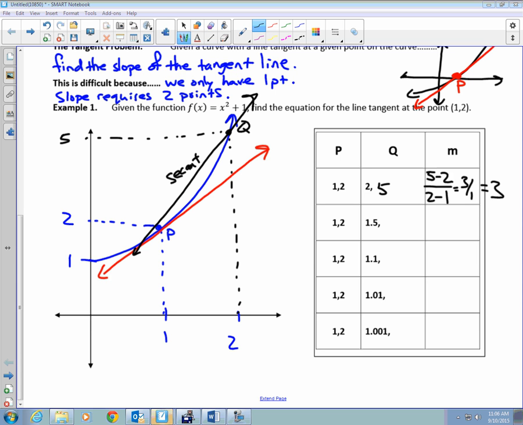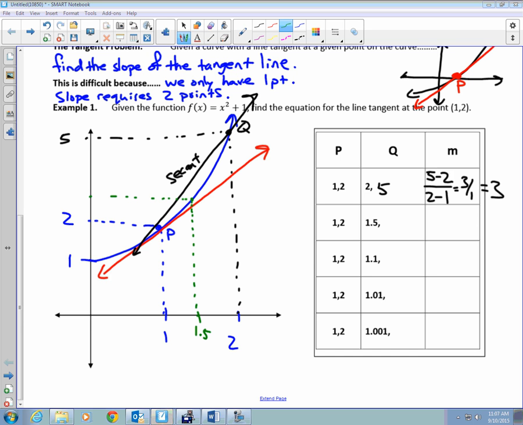Would you all agree that that's a very poor estimation of the slope of the tangent line? What could you do in order to get a better estimation of the slope of the tangent line? Make what smaller? The gap. So I take Q and slide it closer to P, correct? So as we take Q and slide it closer to P, say 1.5, we'll probably get a better estimation, won't we?